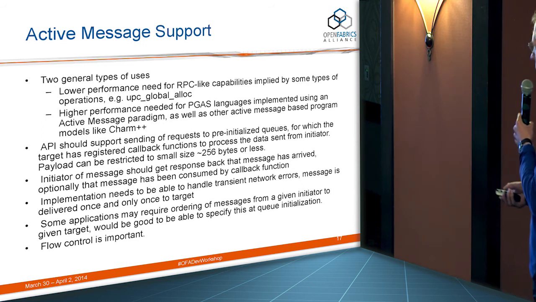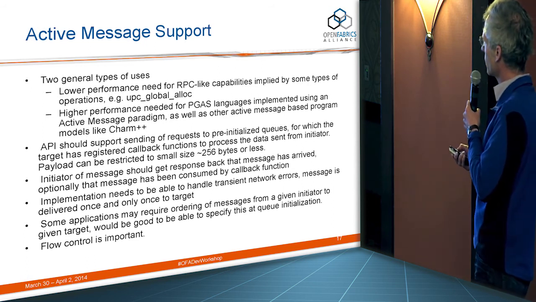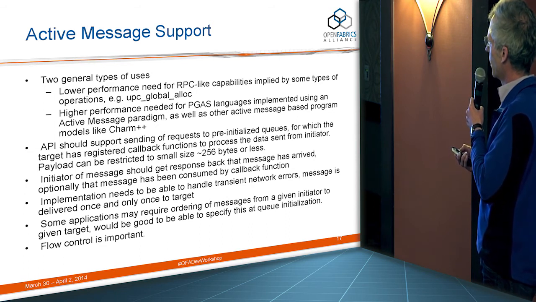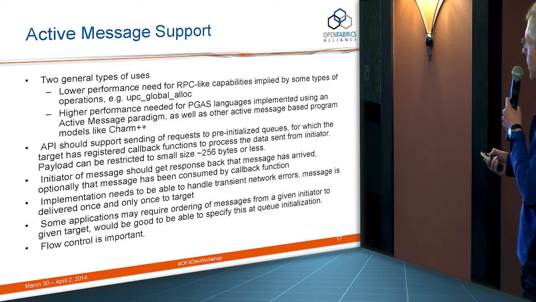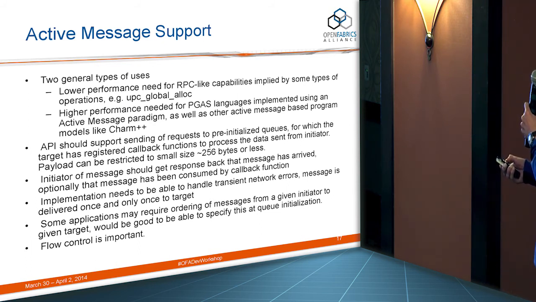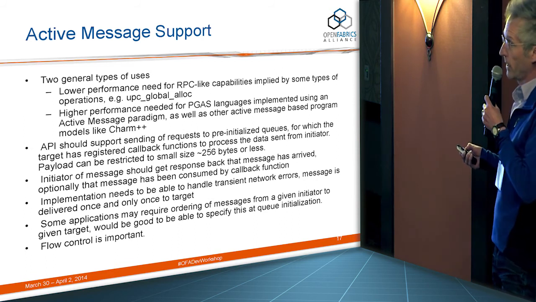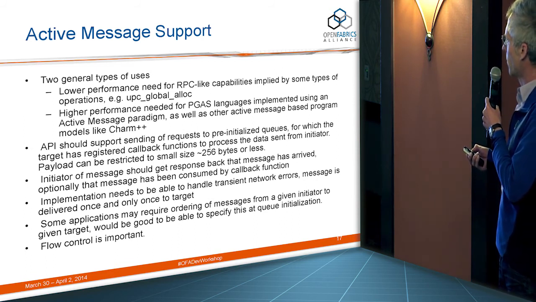Active message support, almost all this is from Paul Hargrove, except for the top. There are two types, again, sort of like the AMOs, of what you could see for active messages. There might be a lower performance, highly scalable, active message support where you just needed to use active messages for certain kinds of sort of heavyweight operations like UPC global alloc. But in things like Charm++, you'd want high performance, and for instance, PGAS over GASNet, you'd want high performance active messages even for small messages, high throughput.